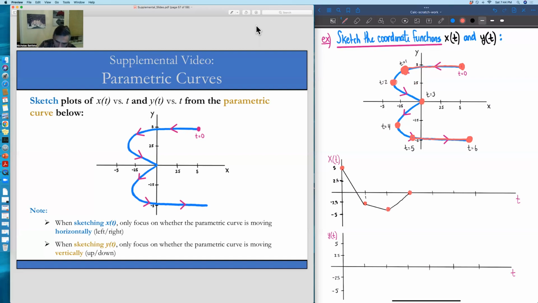So let's see what happens now from t equals 3 to t equals 4. From t equals 3 to t equals 4, we're moving horizontally to the left. And since we're moving horizontally to the left, our x value is decreasing. And we're decreasing to a value of x of about a little bit over 2.5. So somewhere around here again.